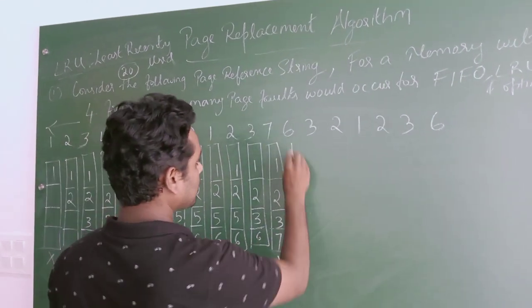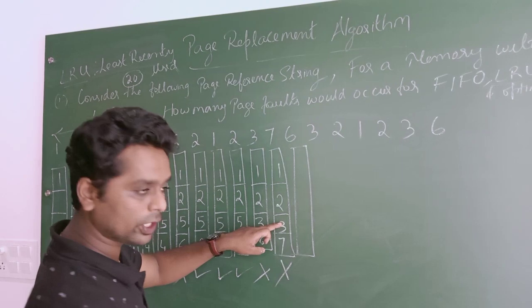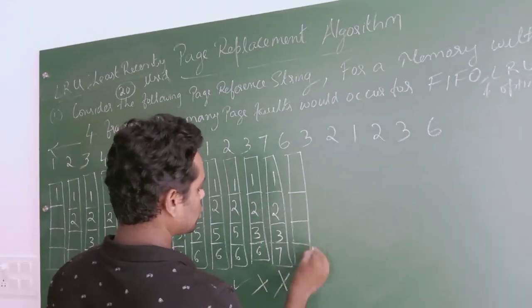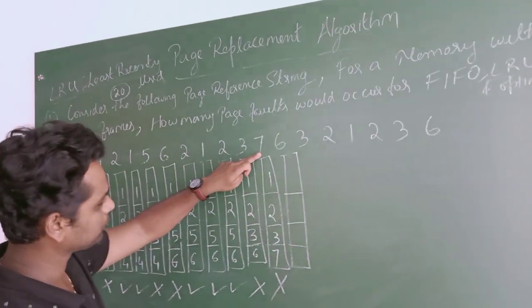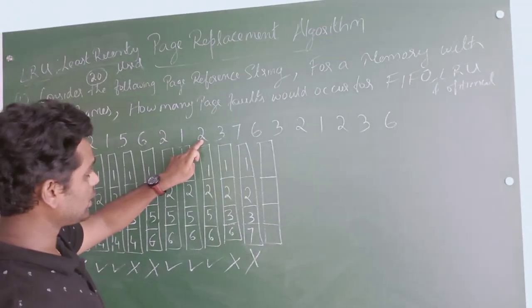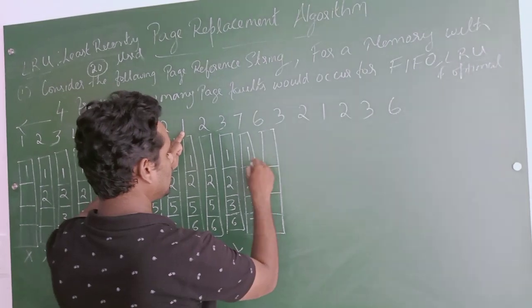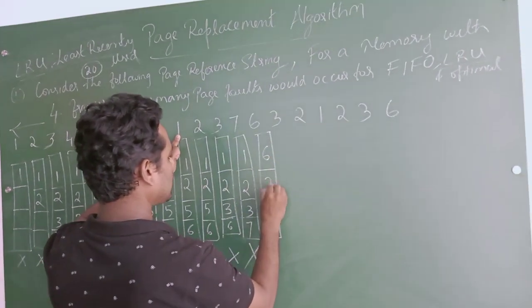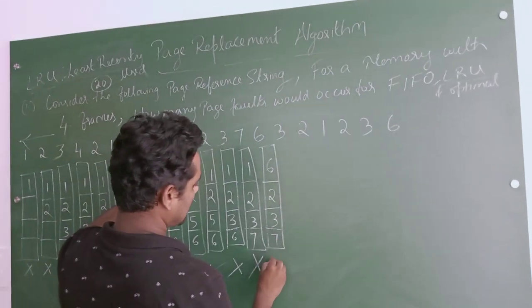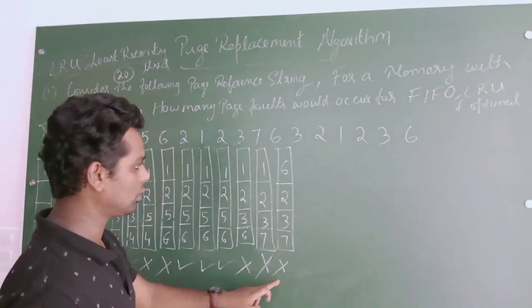Now again 6, not in your memory, you have to go for replacement. So in 1, 2, 3, 7: 7 is here, 3 is here, 2 is here, 1 is least used. So replace 1. So what I do is swap out 1 and swap in which one here? 6. And again there is a replace, that's what page fault is.